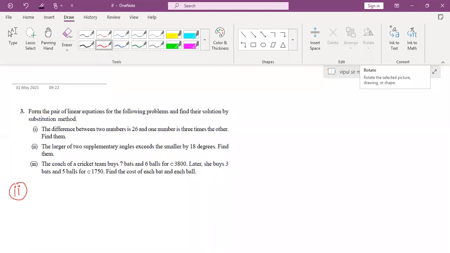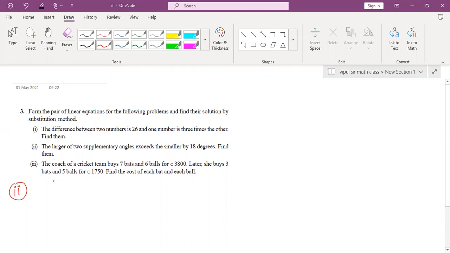Now move to question number 2. The larger of two supplementary angles exceeds the smaller by 18 degrees. So what do you mean by supplementary angles? Yes, anyone? The sum of two angles will be 180. Very good. So here it is given that the larger of two supplementary angles exceeds the smaller by 18 degrees. The bigger angle of the two is 18 more than the smaller one.